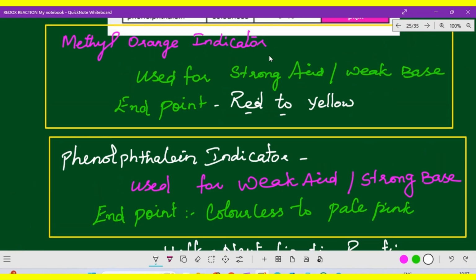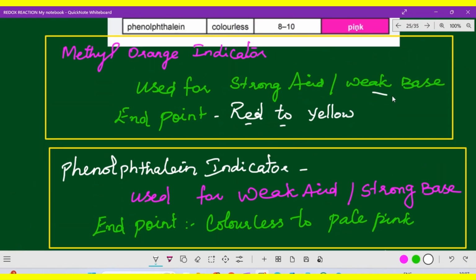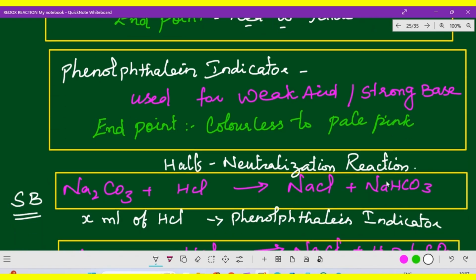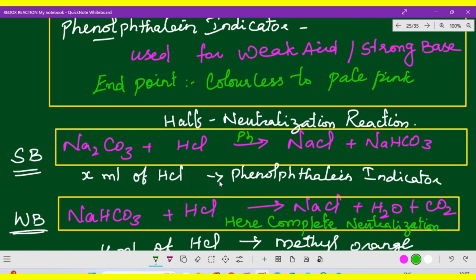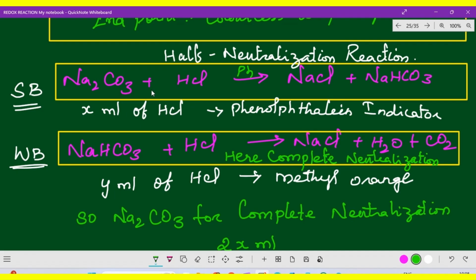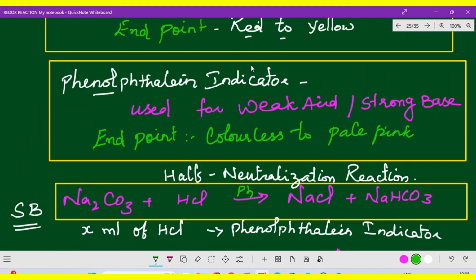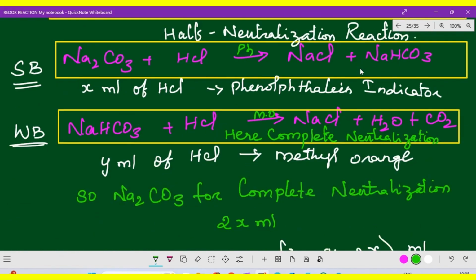Now come to this point: weak base and strong base. Where are we using which? This is a strong base, so for the strong base we use the phenolphthalein indicator. What indicator are we using for sodium carbonate and HCl? Phenolphthalein. In the question, a mixture of Na2CO3 and NaHCO3 is mentioned, and we are using phenolphthalein indicator and methyl orange. Phenolphthalein is used for strong base and weak acid, and in the same way methyl orange is used for strong acid and weak base. I think you got the clarity.